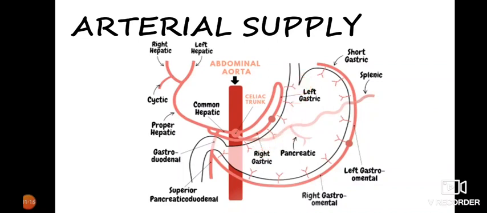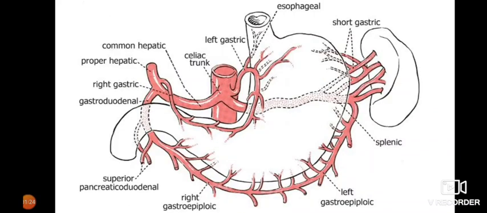The common hepatic artery runs as hepatic artery proper after giving gastroduodenal artery at the upper border of the first part of the duodenum. The gastroduodenal artery divides into two branches: the right gastroepiploic artery, which follows the greater curvature of the stomach and anastomoses with the left gastroepiploic artery, and the other branch is superior pancreatico-duodenal artery.